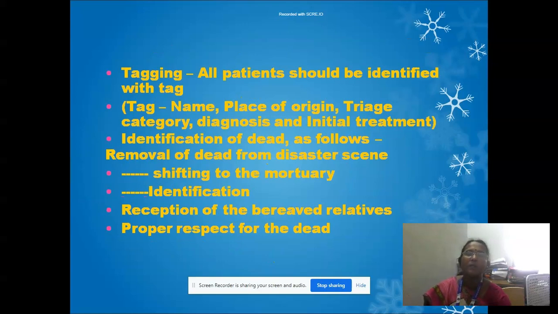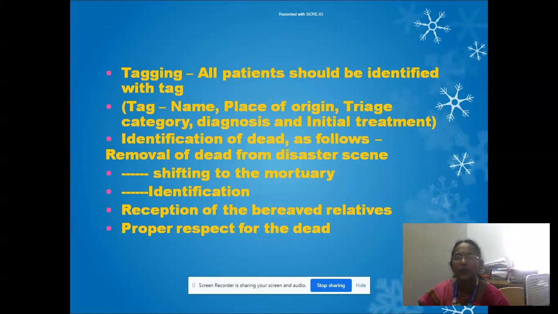Tagging. All the patients should be identified with the tag. In the tag, what are the things to be mentioned? Name of the patient or name of the victim, place of origin, triage category, whether they belong to red or green or black, yellow. So triage category, diagnosis and the initial treatment that is given, everything to be in the tag. So all patients should be identified with tag.